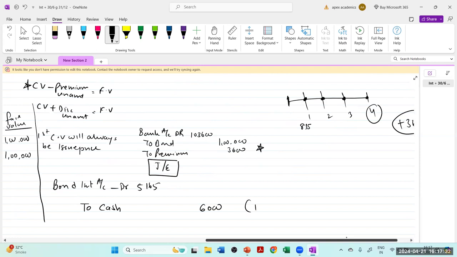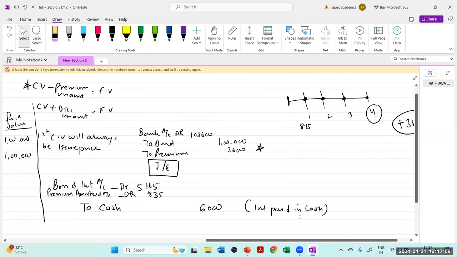6,000. This is what? This is interest paid in cash. What is the difference? 835. What is that 835? This is premium amortized. Are you with me on that? Yes.